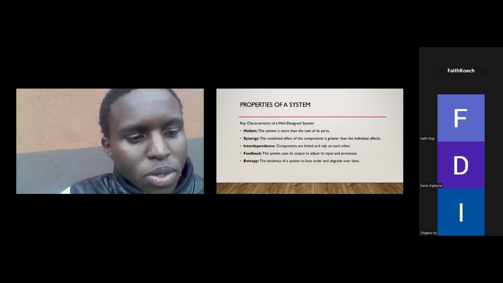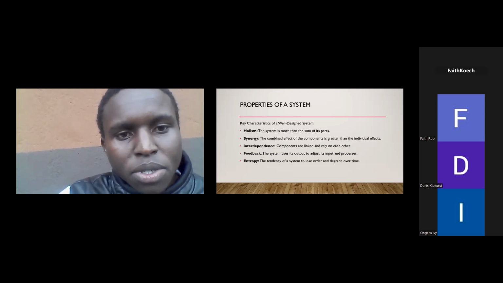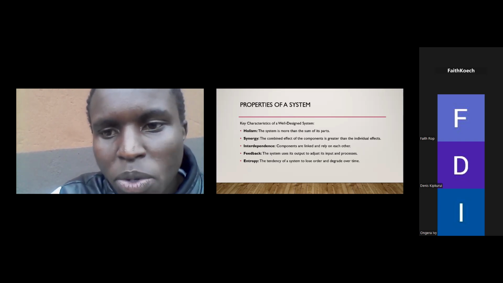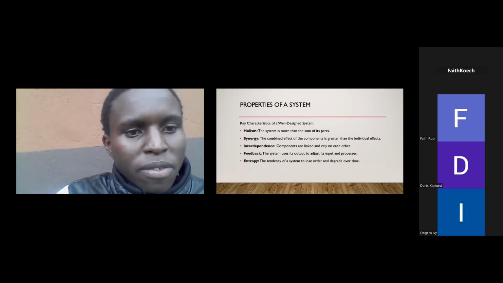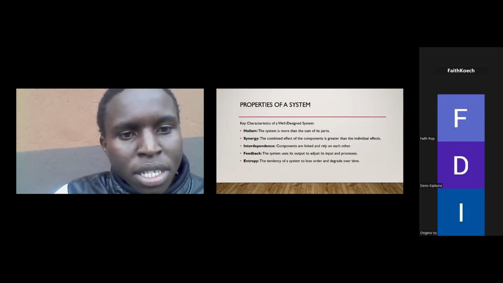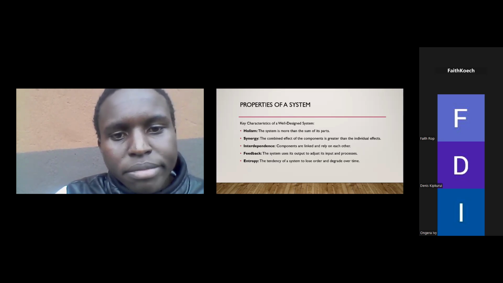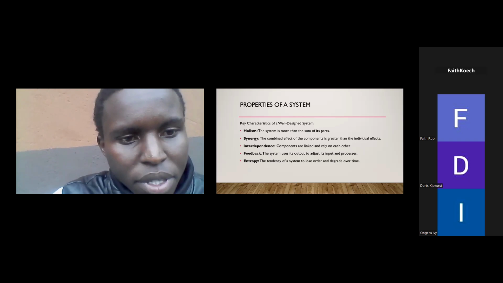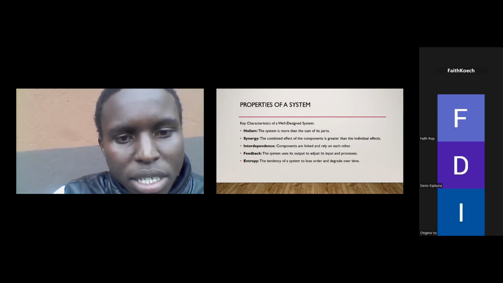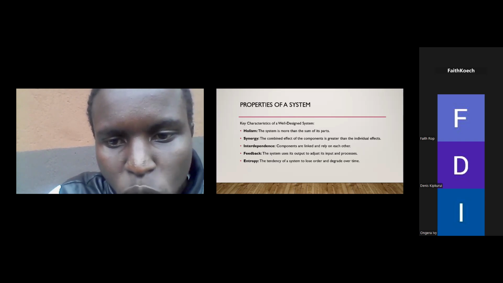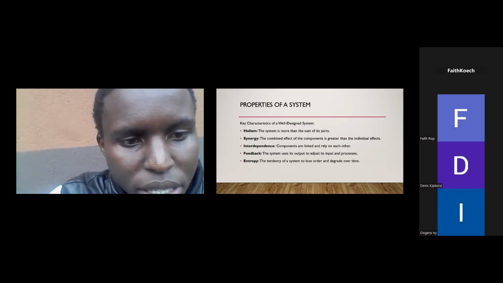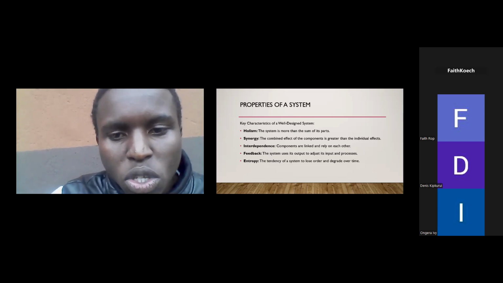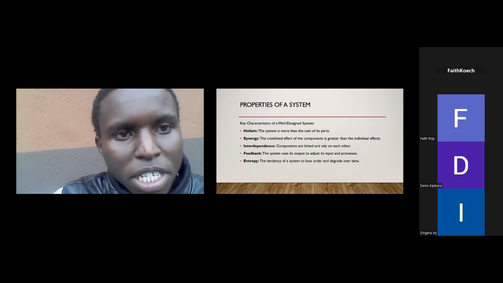There is also synergy, which is the combined effect of the components, and it is always greater than the individual effects of the components. There is also interdependence of a system. Components are linked and rely on each other. Then there is feedback. The system uses its output to adjust its input and processes. There is also entropy. This is the tendency of a system to lose order and degrade over time.